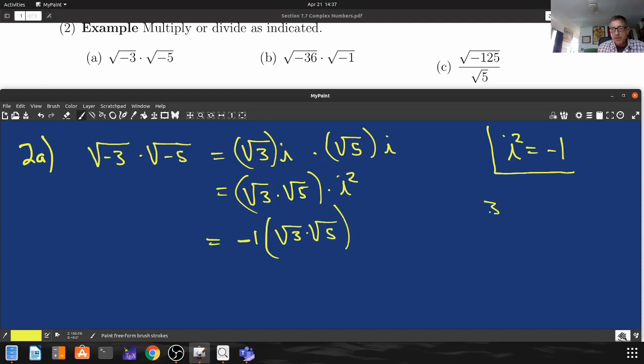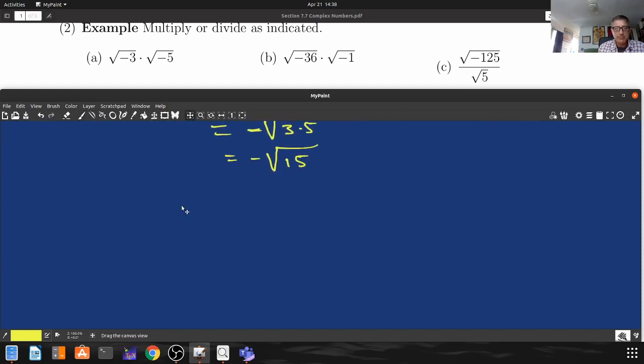Now both 3 and 5 are greater than 0. So I can use the rule that I was just talking about. So that's minus the square root of 3 times 5, which is minus the square root of 15. So with that in mind, let's do another example.